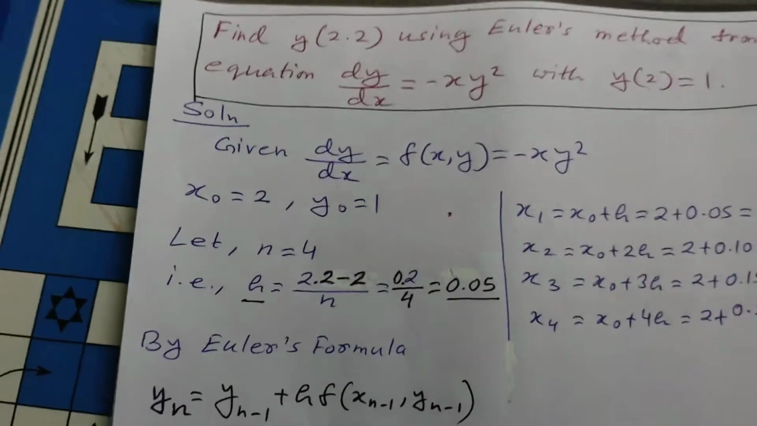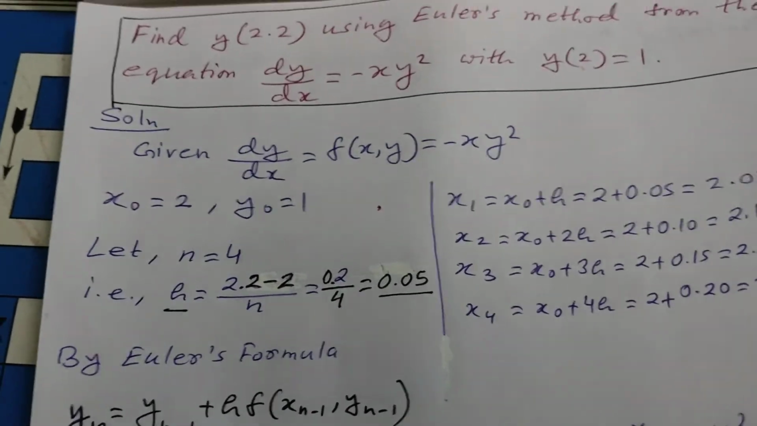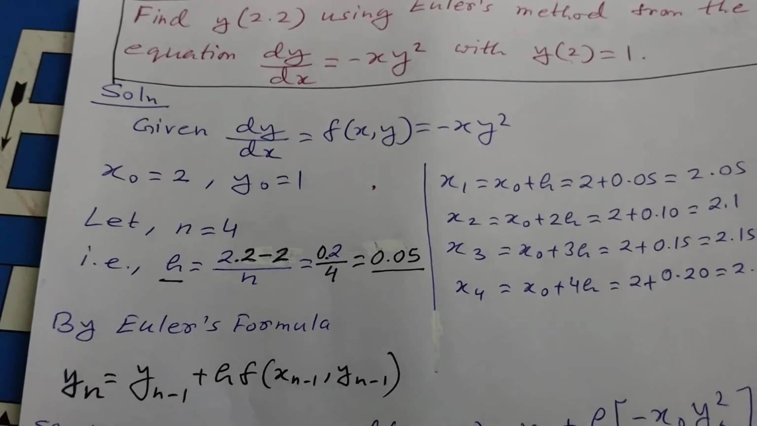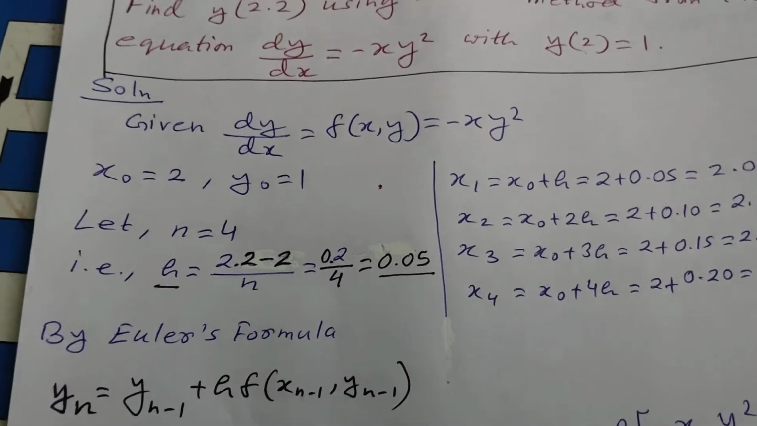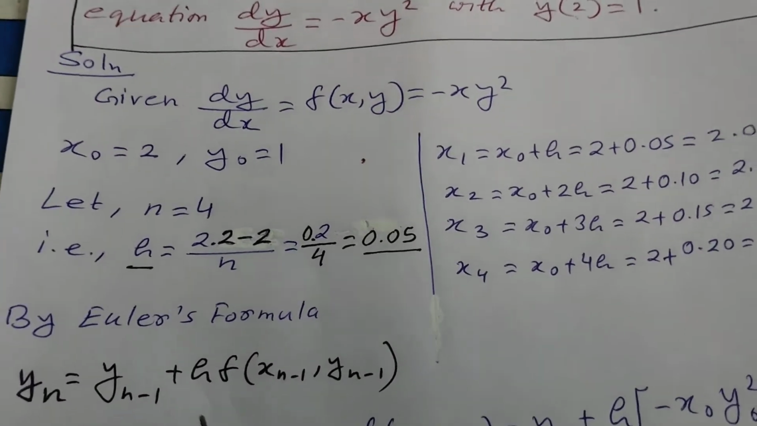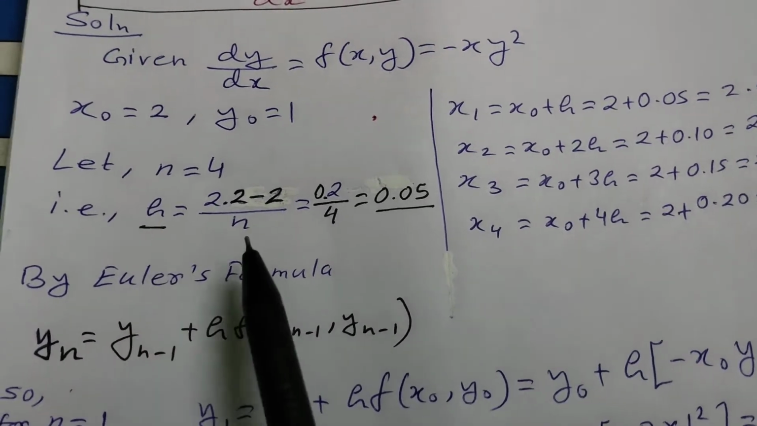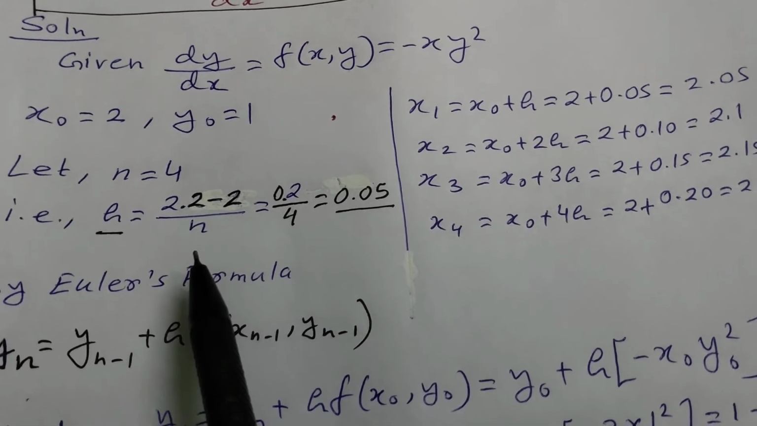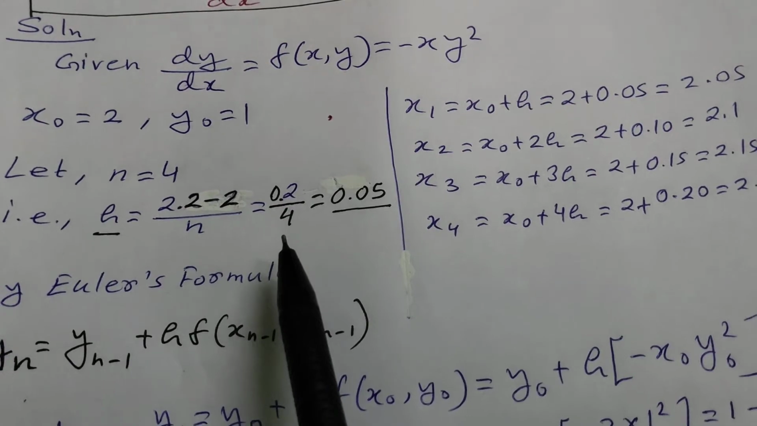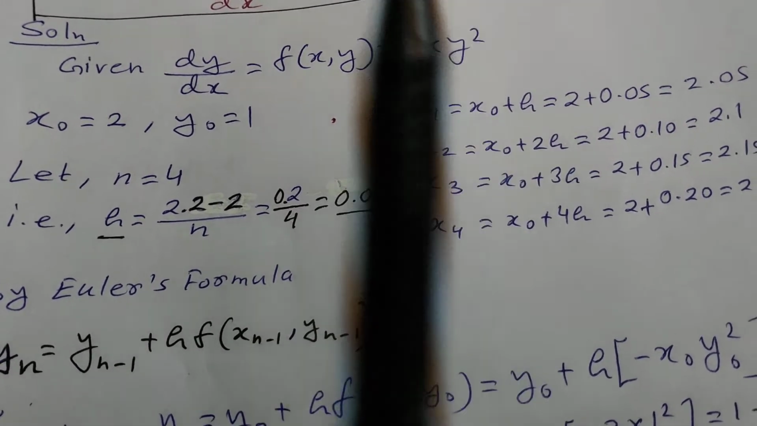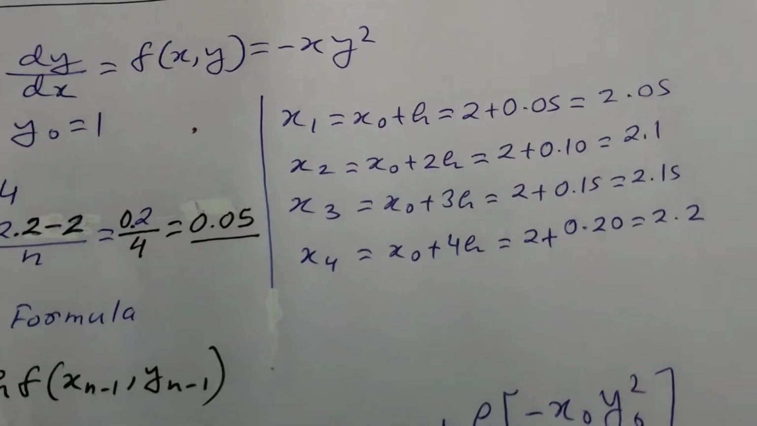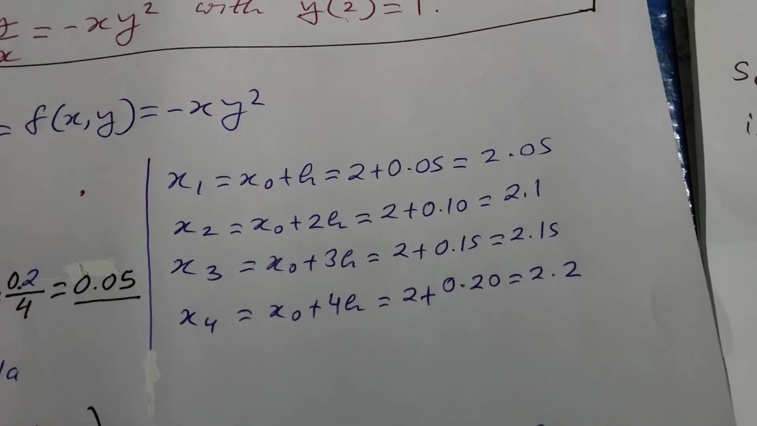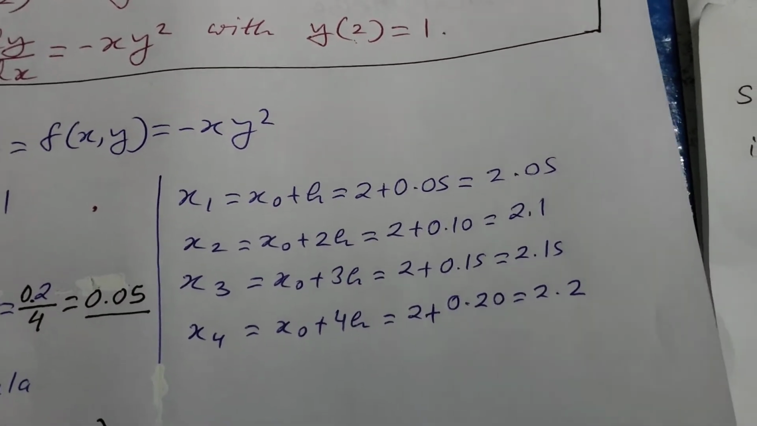Now suppose we split that into 4 parts. Let n equal 4, so h equals (2.2 minus 2), that is the interval, divided by n. So 0.2 by 4 equals 0.05. Understood? Now with this value of h we can calculate x1, x2, x3 and x4.